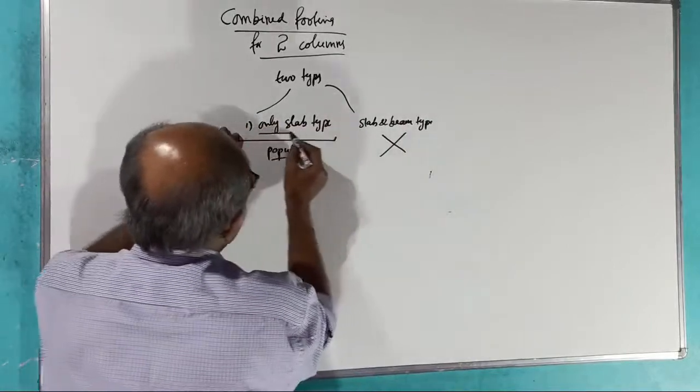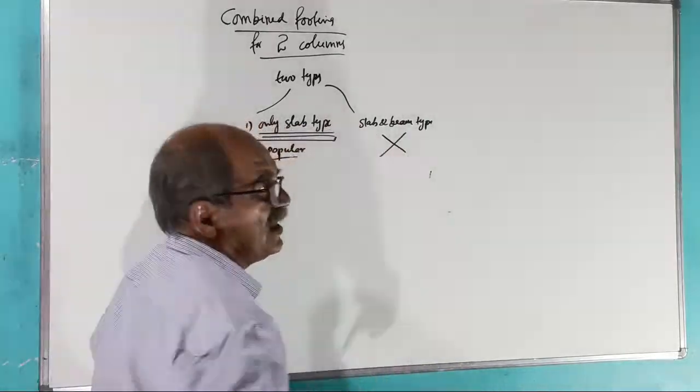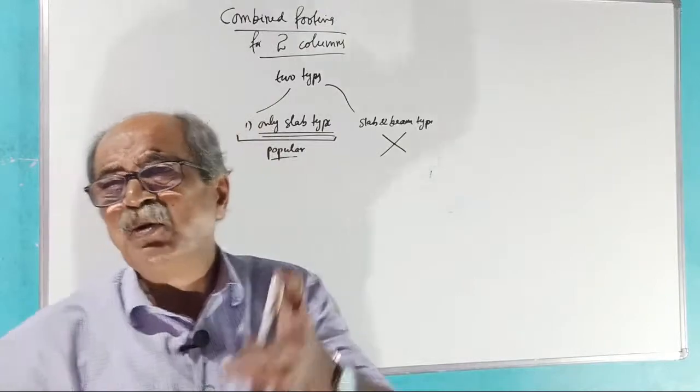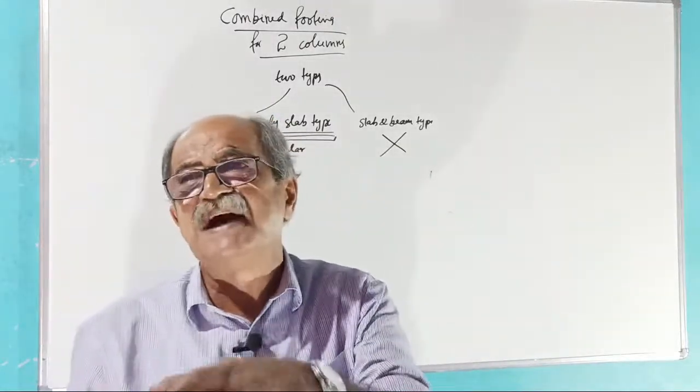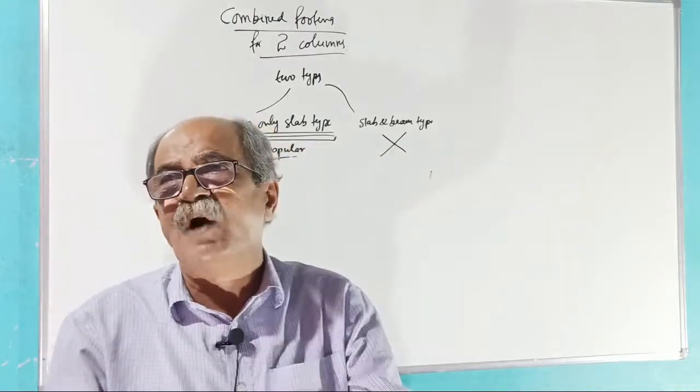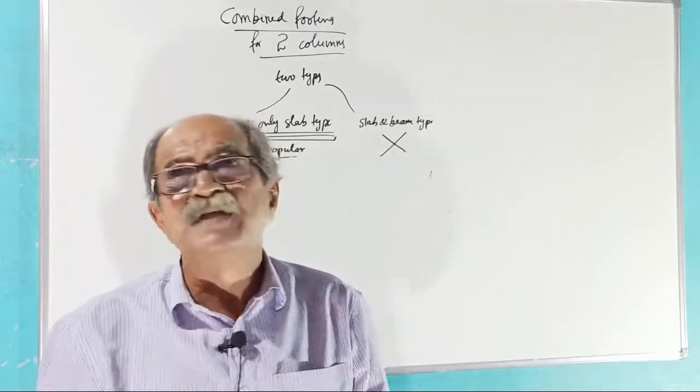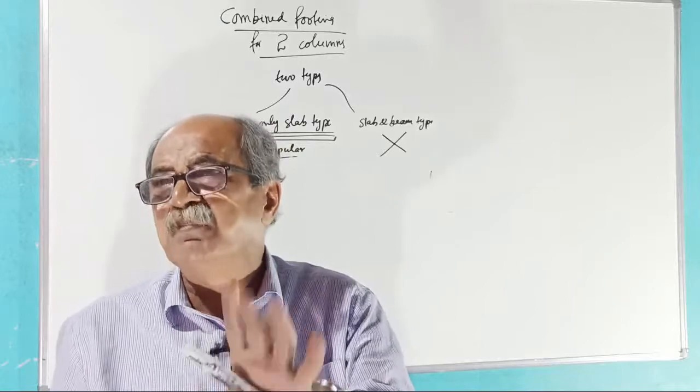Now, only slab type is the most popular. Nowadays, wherever you go, people go for only slab type because beam and slab type construction delays. You have to set centering for the beam, etc. And it is found that beam reinforcement comes more.